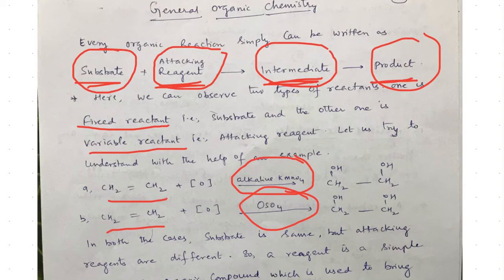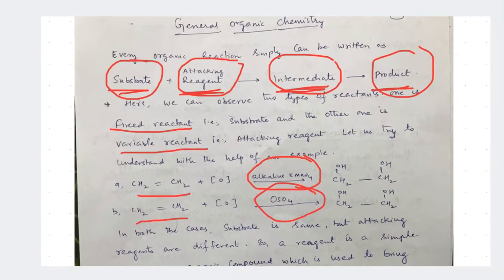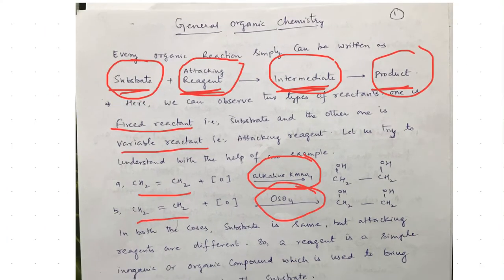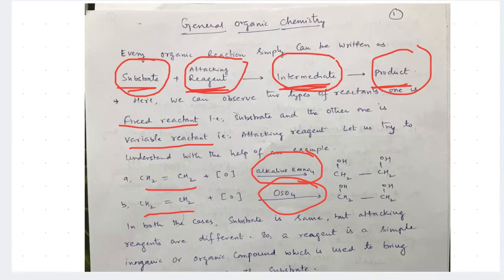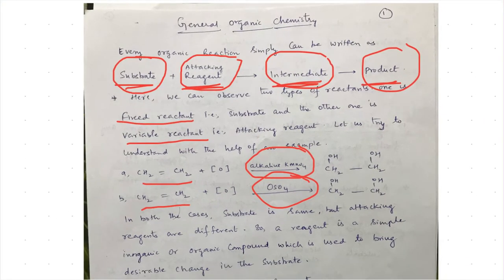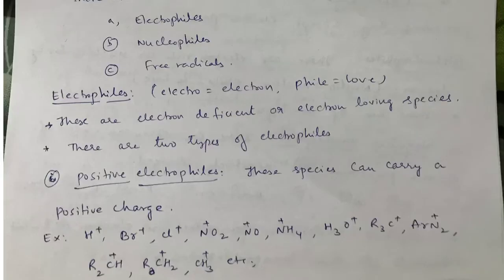So a reagent is simply an organic or inorganic compound, any compound, which is used to bring desirable changes in the substrate. Whichever desirable changes you want can be brought about with the help of a reagent, right? Now, how many types of reagents do we have? Let's take a look. There are three types of reagents: electrophiles, nucleophiles, and free radicals.